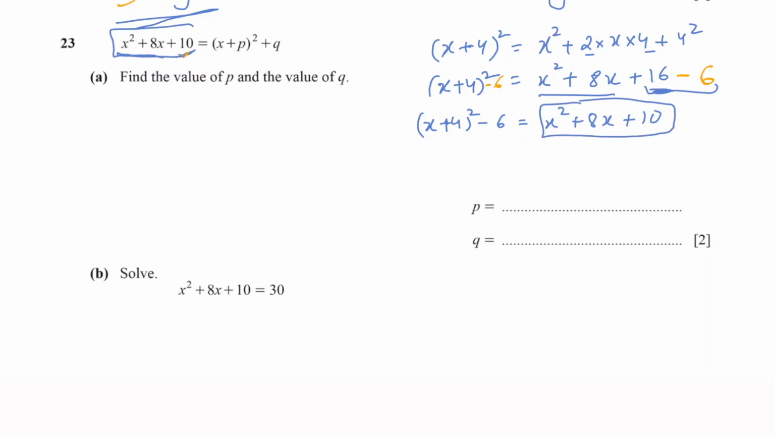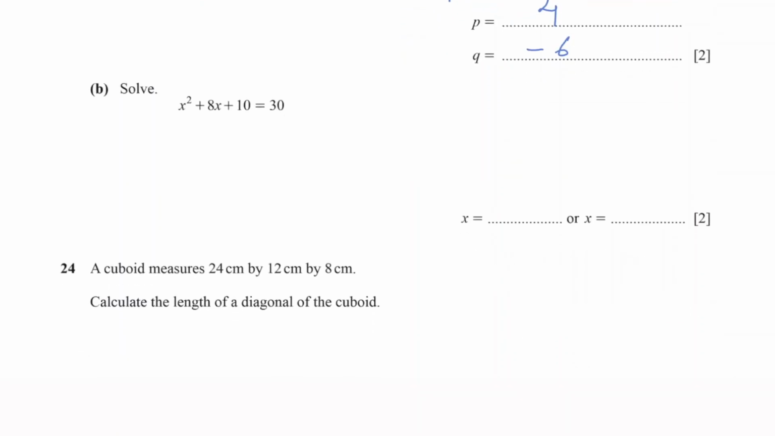So this equation, x squared plus 8x plus 10, is equal to this form, (x plus 4) whole squared minus 6. So this is acting as p, and this is acting as q. The p value is 4 and the q value is minus 6. I hope you understand this question.